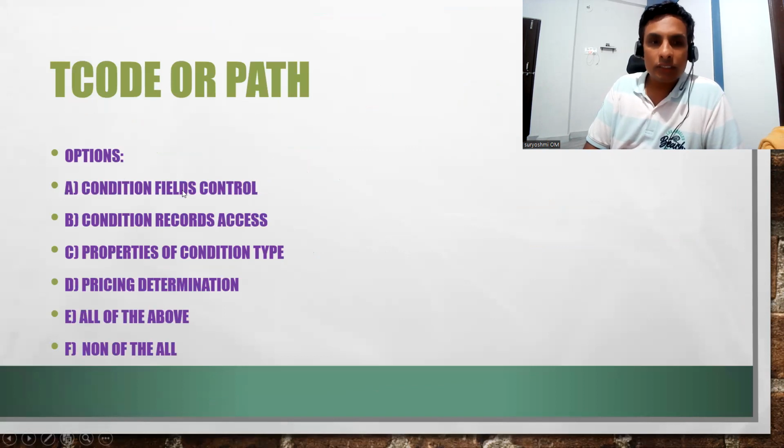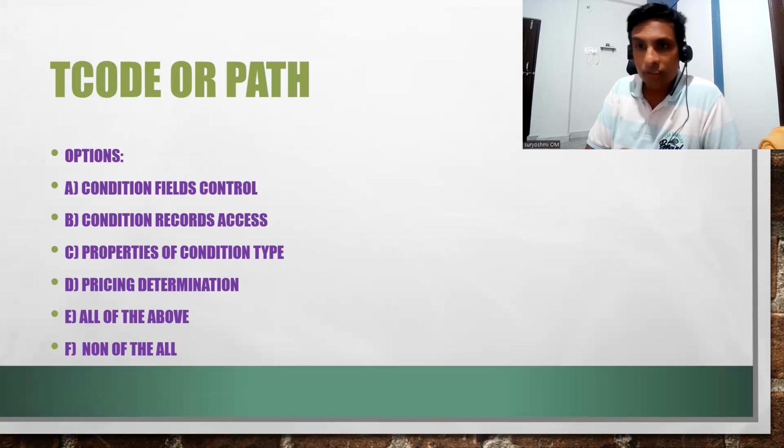Options are: condition fields control, condition records access, properties of condition type, and pricing determination. All of the above, or else A, B, C, D are all wrong. So think and write an answer for this question. Anyhow, I'll give you back the right answer.